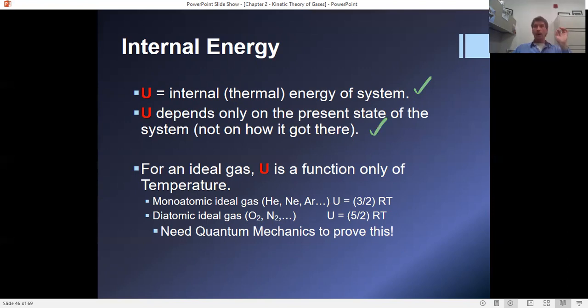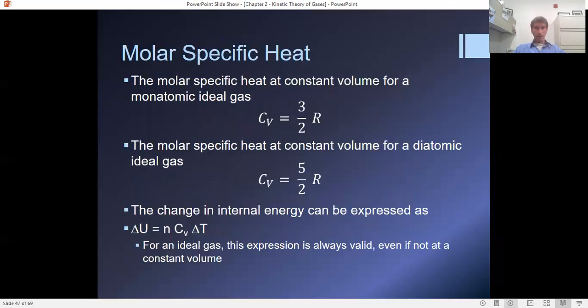So for a monatomic gas, what we find is that the internal energy of the system is equal to 3/2 nRT. There should be an n there. I don't know why there isn't an n. And for a diatomic gas, we'll see why in a second, it becomes 5/2 nRT. And again, you need that n there because obviously with more molecules, you'll get more energy.